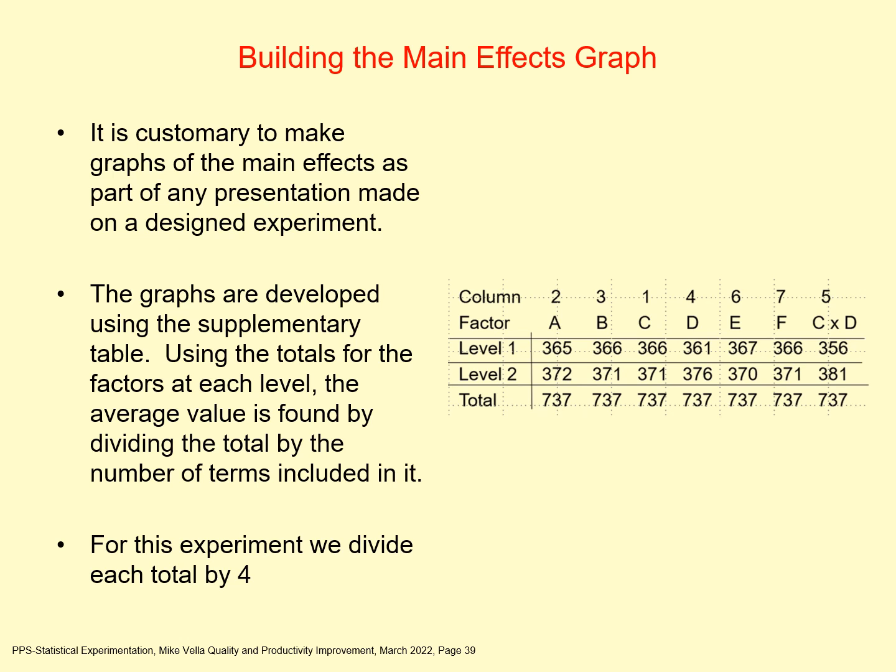Oftentimes we want to provide a visual explanation of the main effects and of the interactions. So it's not that unusual to make these graphs as a part of any presentation on a designed experiment. These graphs are developed using the supplementary table and using the totals for the factors at each level. The average value is found by dividing the total by the number of terms included in it. For this experiment, we're going to divide each total by 4 because there were 4 trials within each factor. And to the right, we have our supplementary table that we built a few slides ago.